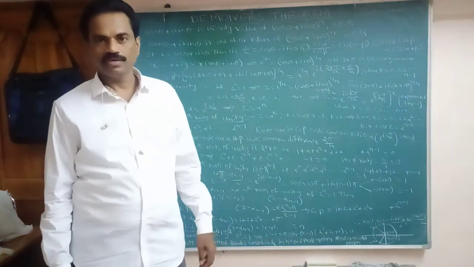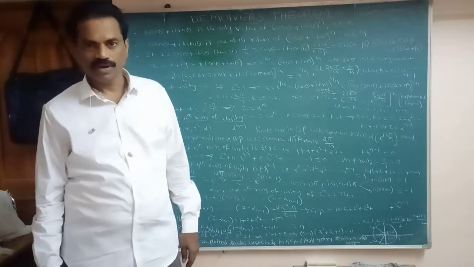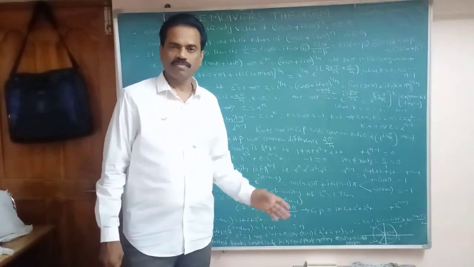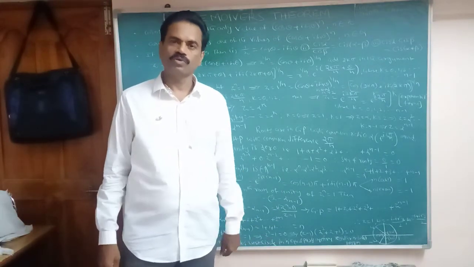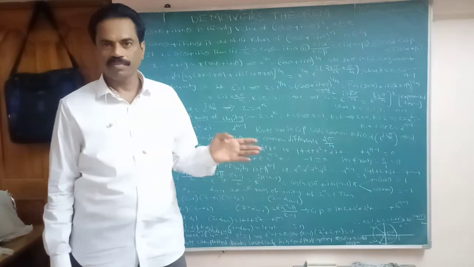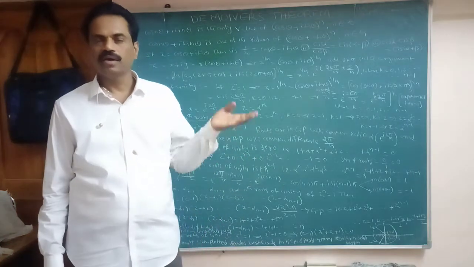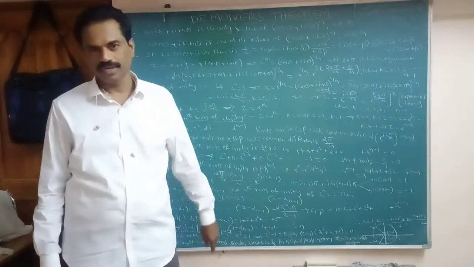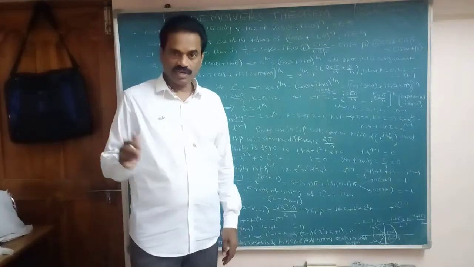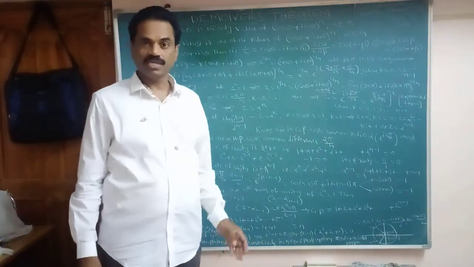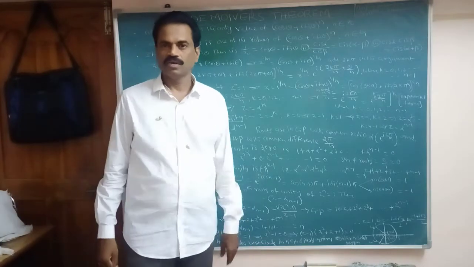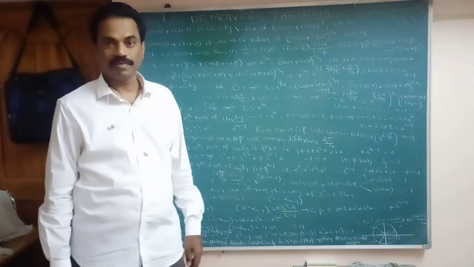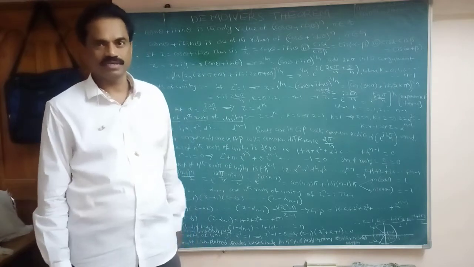Here n belongs to integer means, suppose I am taking x + iy, that is (1 + i) whole cube. Here (1 + i) whole cube, n is an integer, so you will get one answer only. If it is a rational power, suppose 3/8 is there, (1 + i) whole power 3/8.